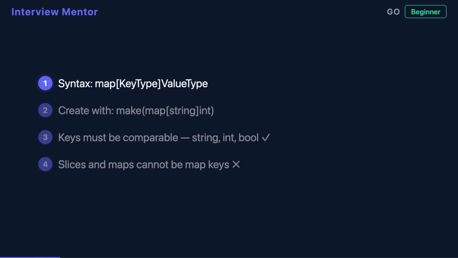The map type syntax puts the key type inside square brackets, followed by the value type. So map string int means string keys with integer values. Call make with this type to get a fully initialized, ready-to-use map.